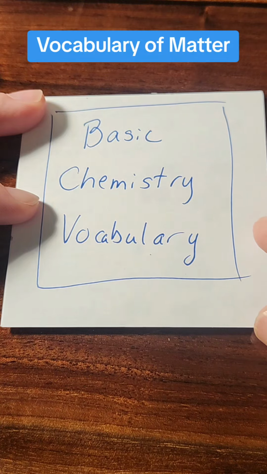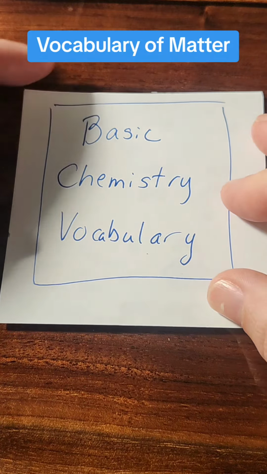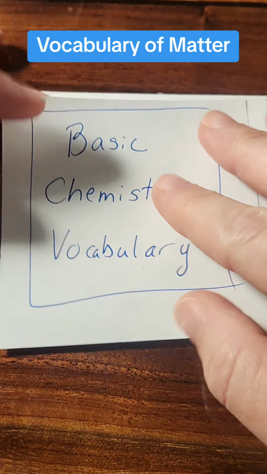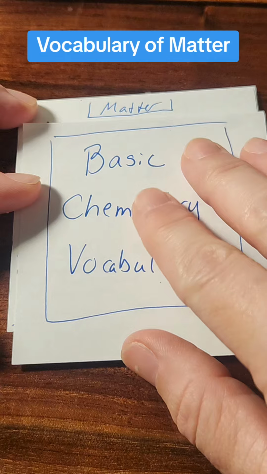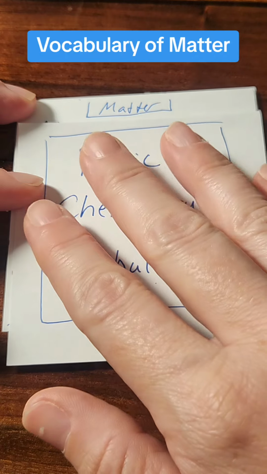All right, here we go. Another year of chemistry has begun. So we're going to start with some basic chemistry vocabulary. We're going to be talking about matter. Matter is anything that has mass and takes up space.